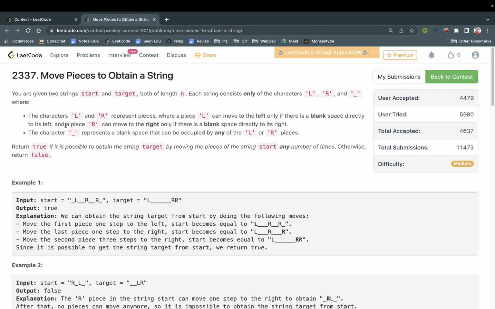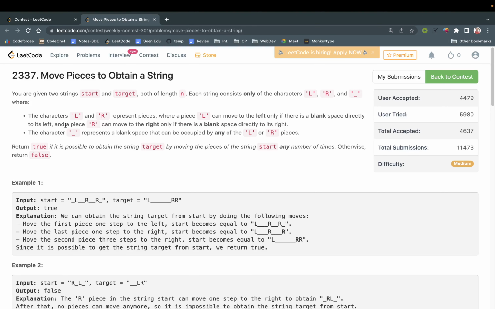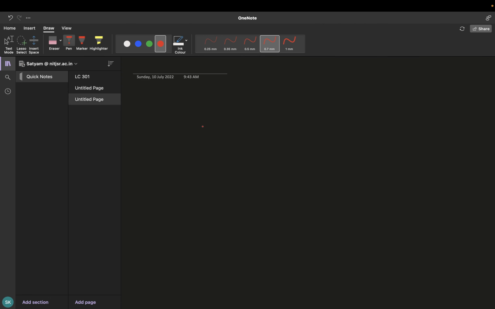So the operation we can do is that if we have L, then we can only shift it to the left if there is a dash present on the left side.